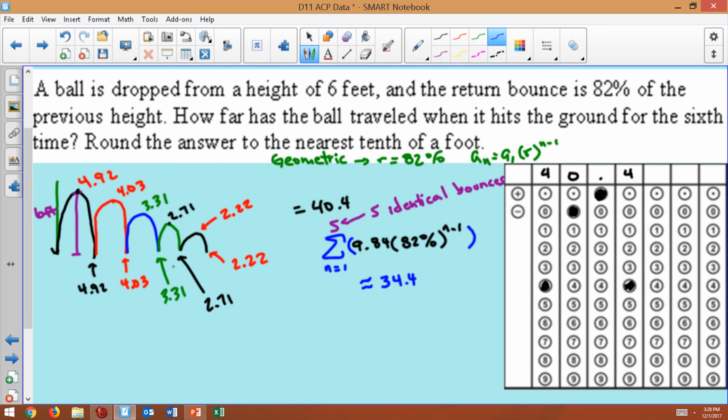And now what we would do is then we would add the original 6 feet for the original drop. And that's how we would come up with 40.4 feet. So whichever way is easiest for you to take it, but this is how you do it. If you just draw the picture, it'll help you out quite a bit.